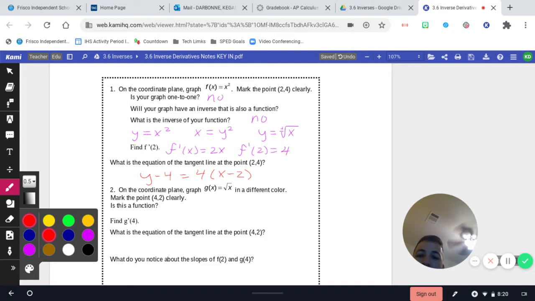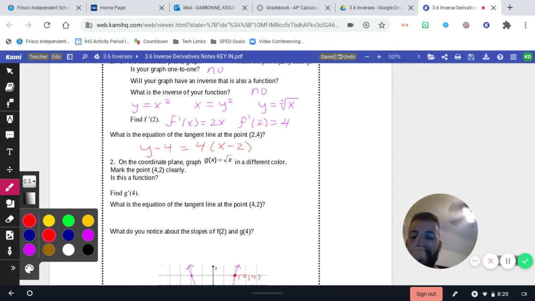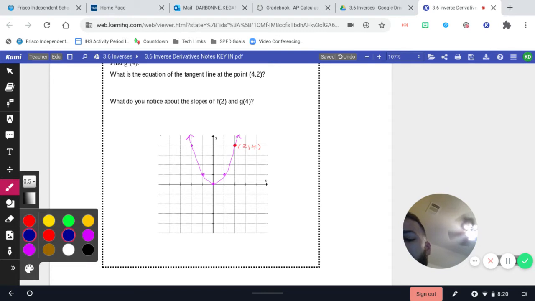Everyone good with me so far? Okay, so we're going to keep going. On number 2, we're now going to flip over and talk about our inverse. We're going to graph g of x is equal to square root of x in a different color, and we're going to mark the point (4, 2) clearly. So the square root curve would go right here through the origin. Square root of 1 is 1. Square root of 4 is 2. And I want to note the point (4, 2).